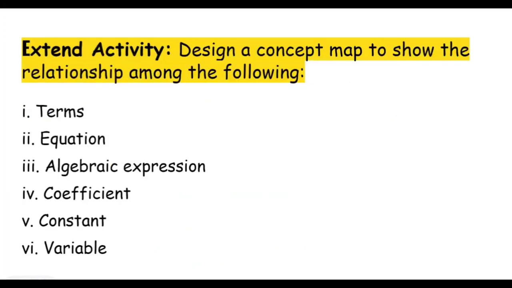This is another extend activity. You're going to create a concept map to show the relationship between terms, equation, algebraic expression, coefficients, constants, and variables. And I'm really excited to see what are some of the things that you guys can come up with. How can you get a diagram to show what all these terms represent in relation to the other?